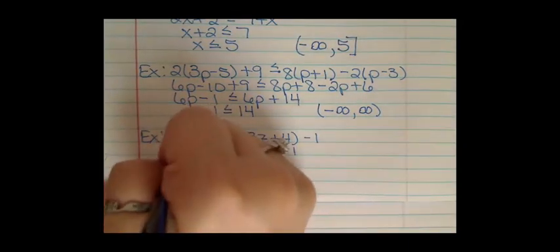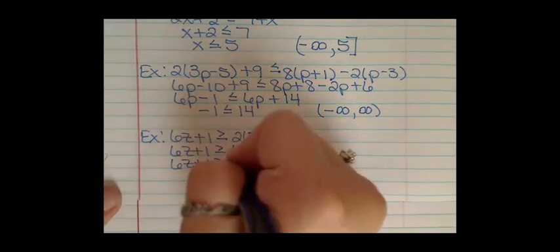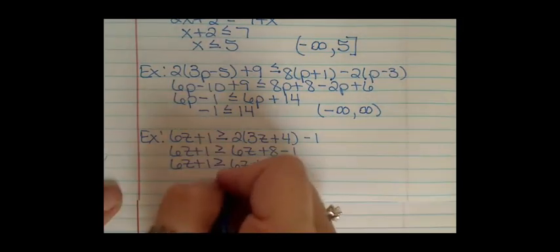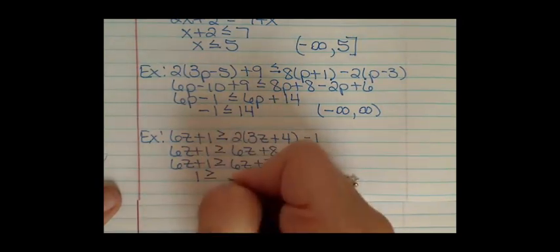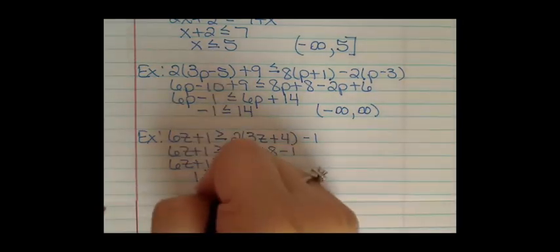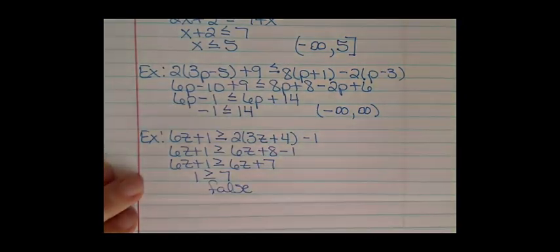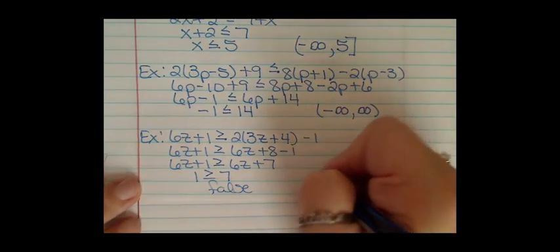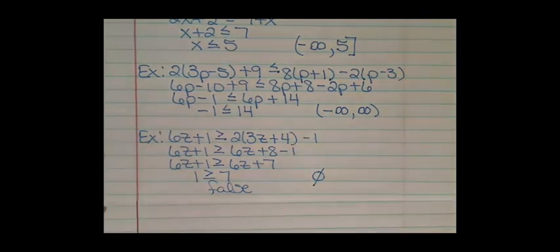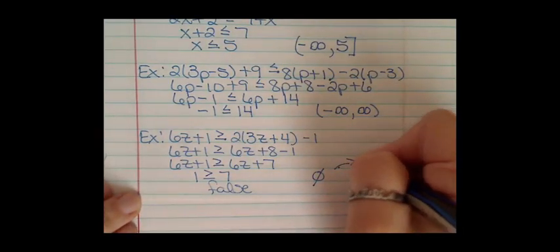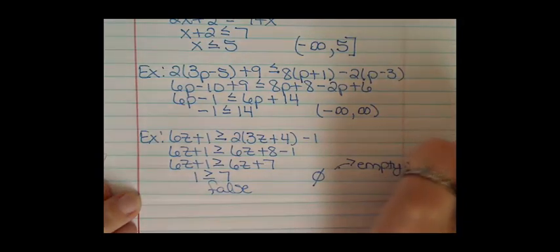Subtract over our 6z, we get 1 is greater than or equal to 7. Is that a true statement? Is 1 greater than 7? No, this is false. So this is not going to work. No matter what you plug in for z, this is not going to work. So you're going to see what's called the empty set, which is like a 0 with a line through it. Empty set, which means nothing is going to work in this case. So those are two special cases that you're going to see.